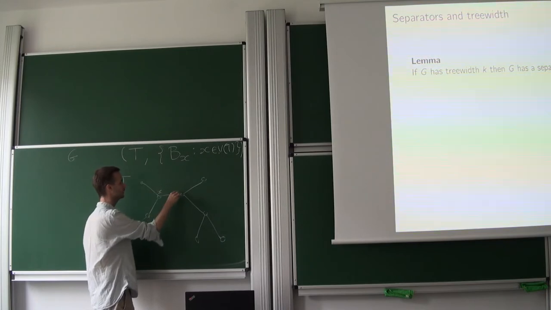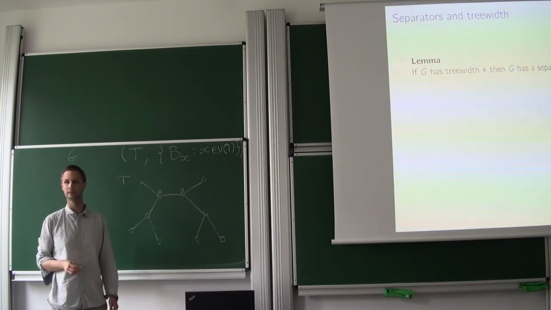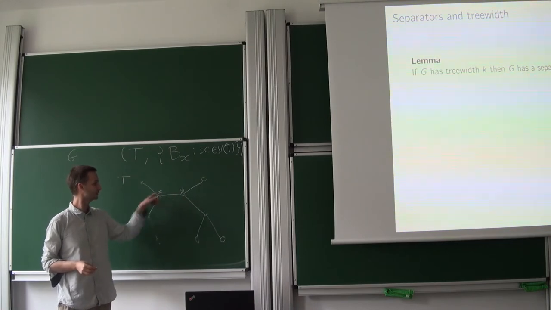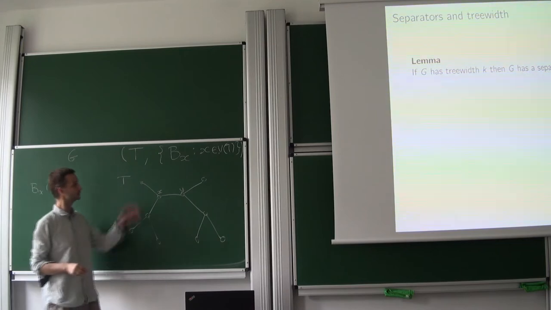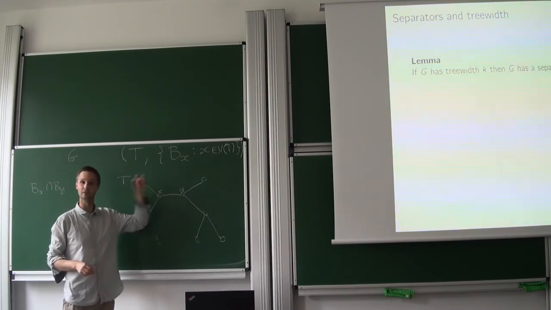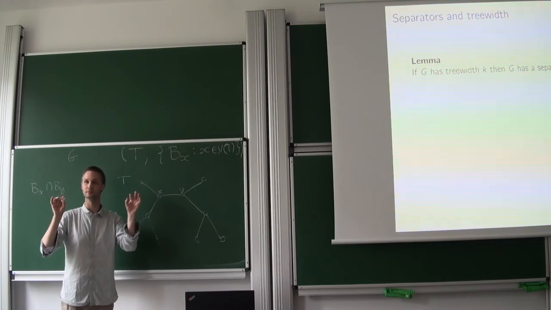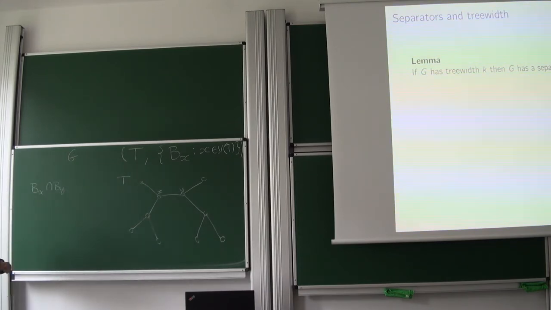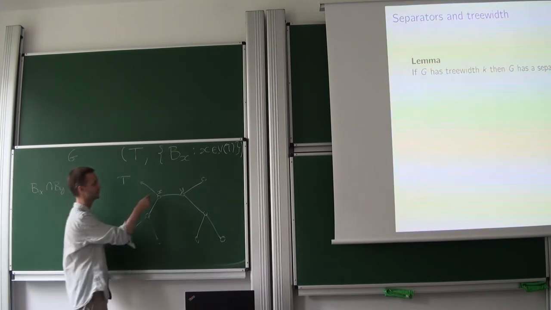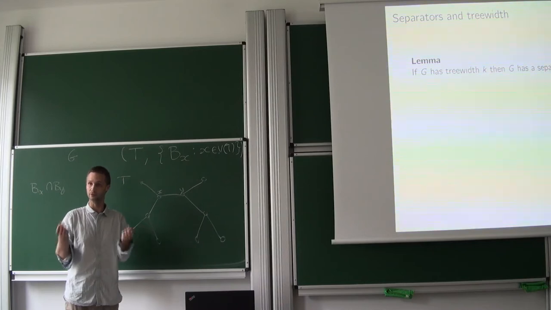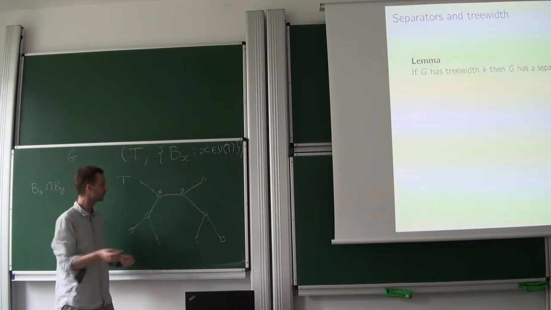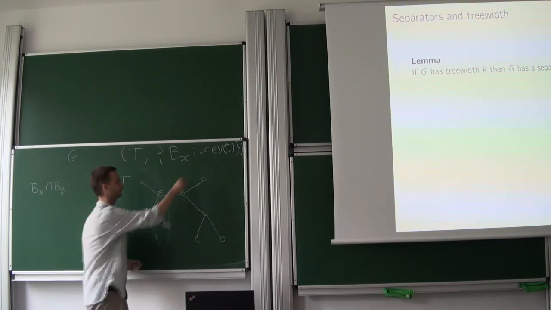Well, when you look at an edge of your tree, you look at the corresponding two bags, bx and by, and you look at their intersection, right? So you look at the vertices of G which are in bx and which are in by, in the bag of x and in the bag of y. Remove these vertices, right? So these are the vertices that live both here and here. Remove them from the graph. Now, when you look at the connected components in the graph that's left, each connected component will live either on the left or on the right.